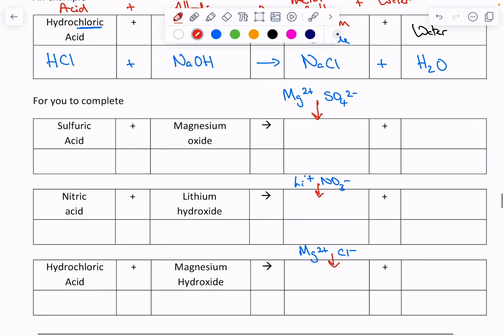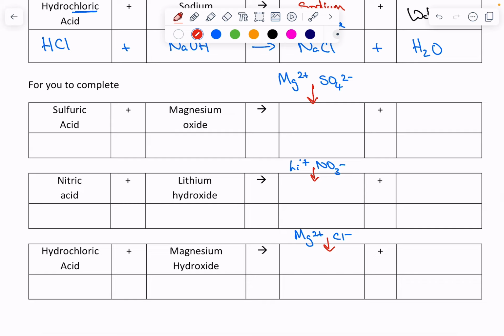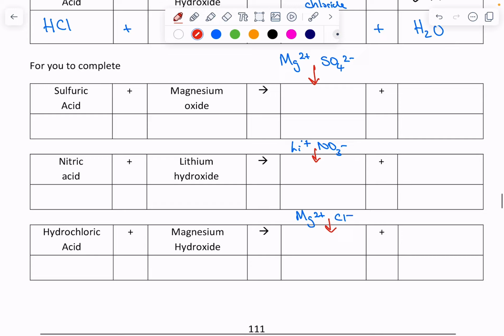So again, that's probably another good point to pause, have a go at those, and check the answers when you've done it, because the answers can be shared with you to check and make sure that we're getting those correct. So we want a word equation and then a formula balanced equation underneath. So pause the video.